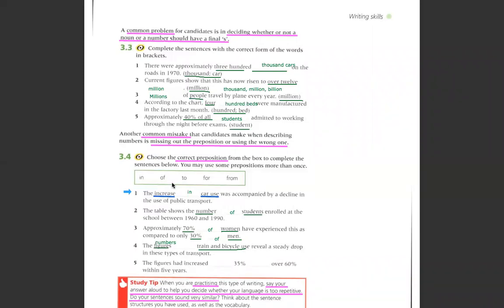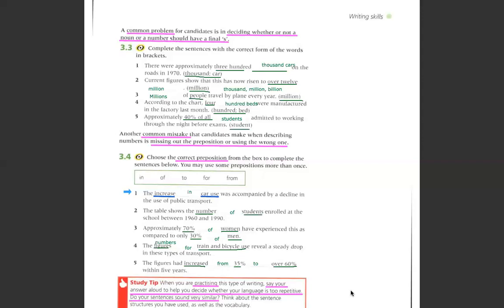But it's not talking about an increase or decrease in use. We're talking about the numbers for. The numbers for train and bicycle use. Or we could say the numbers for train and bicycles reveal. All right, number 5, here we have increase, and then we talk about one percentage to another percentage. So we would say from one percentage to another percentage.